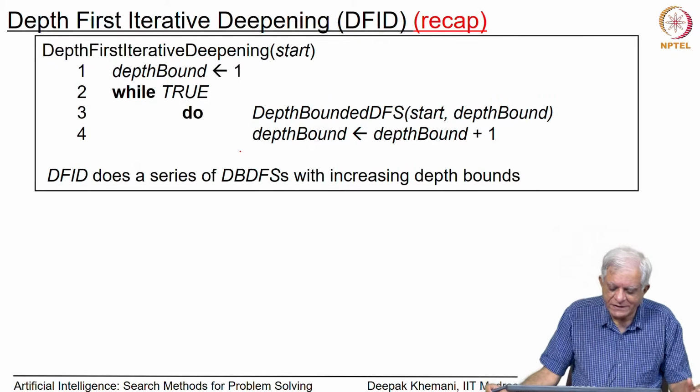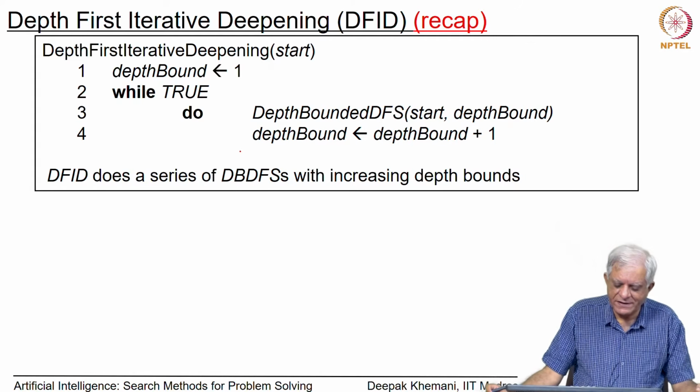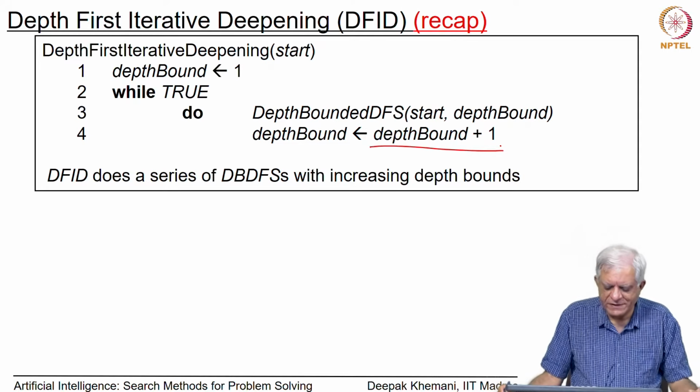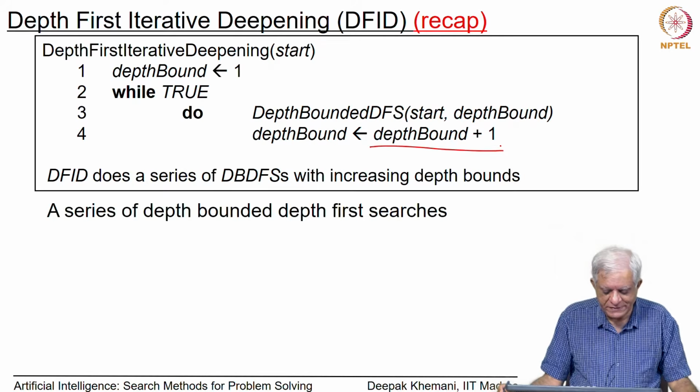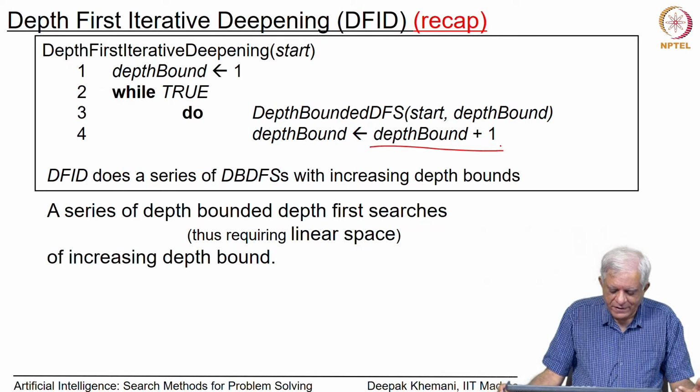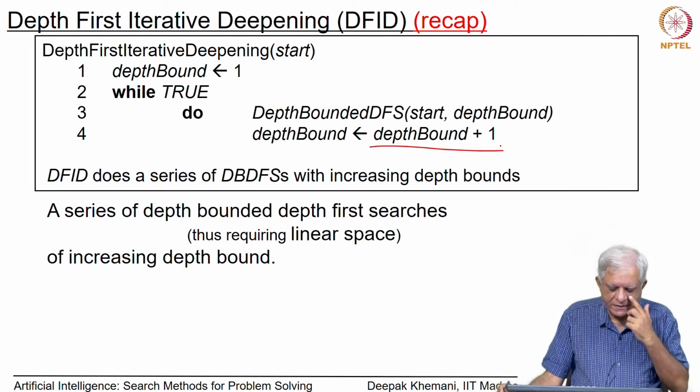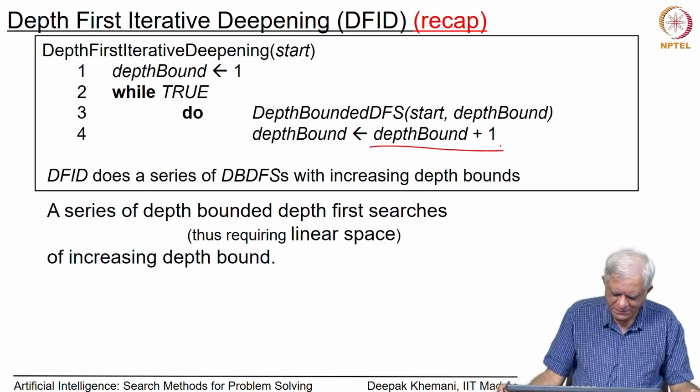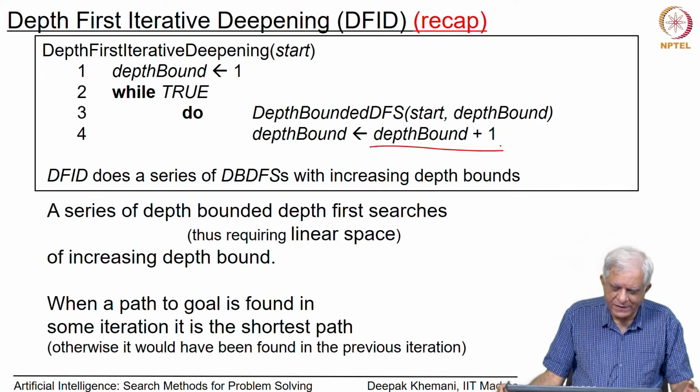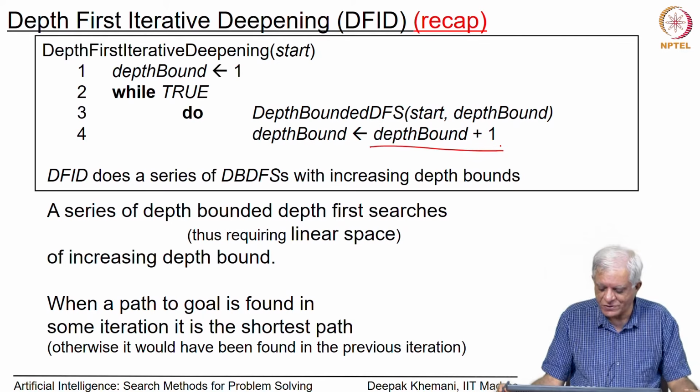But depth first iterative deepening, essentially what it does is that it does a sequence of depth first searches, and in every iteration it increases the depth bound by 1. So, this was depicted here: after you have done the depth bounded DFS up to a certain depth, if you have not found the solution, increase the bound by 1 and then again do DFS. So, it was a sequence of depth bounded depth first searches of increasing bound, and therefore, they required linear space because they were essentially depth first search. But when the path to the goal is found in some iteration, it is the shortest path, because otherwise it would have found the path in the previous iteration if there was a shorter path to a goal.